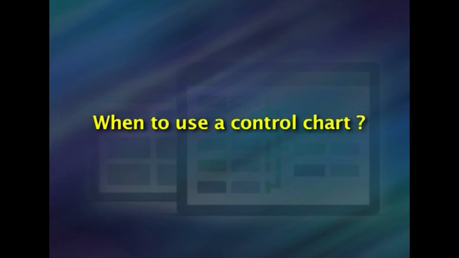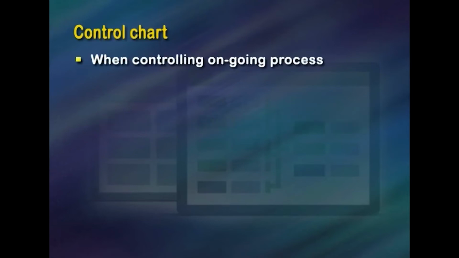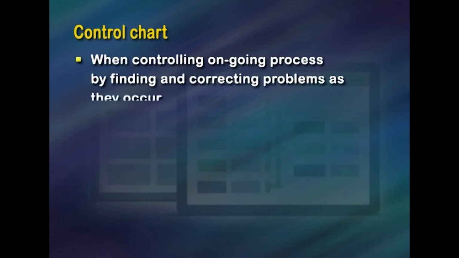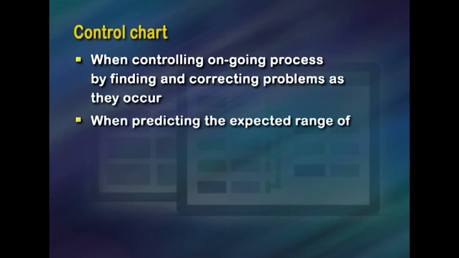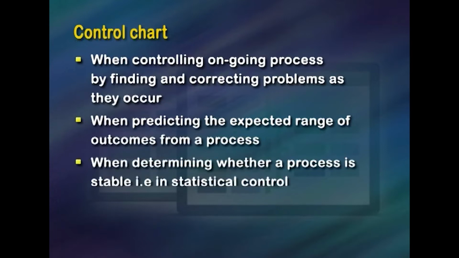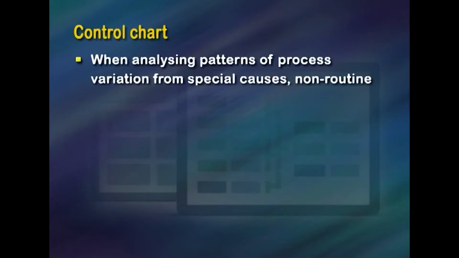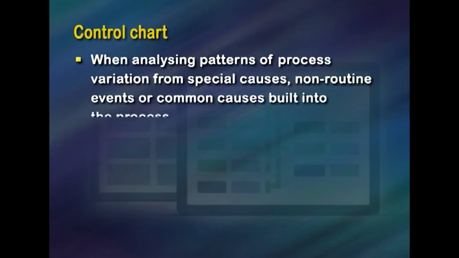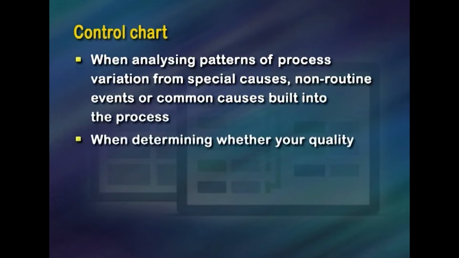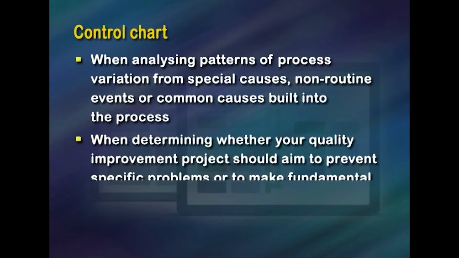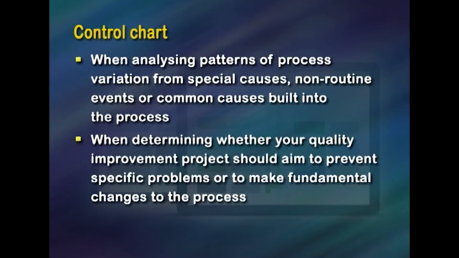When to use a control chart? When controlling an ongoing process by finding and correcting problems as they occur. When predicting the expected range of outcomes from a process. When determining whether a process is stable, that is in statistical control. When analyzing patterns of process variation from special causes, non-routine events, or common causes, that is, built into the process. When determining whether your quality improvement project should aim to prevent specific problems or to make fundamental changes to the process.